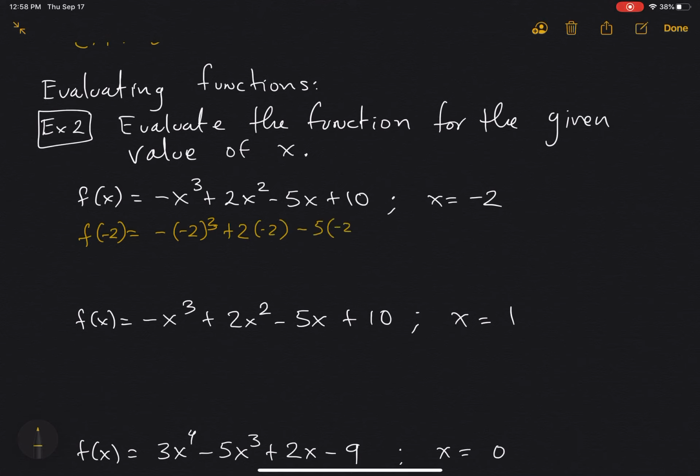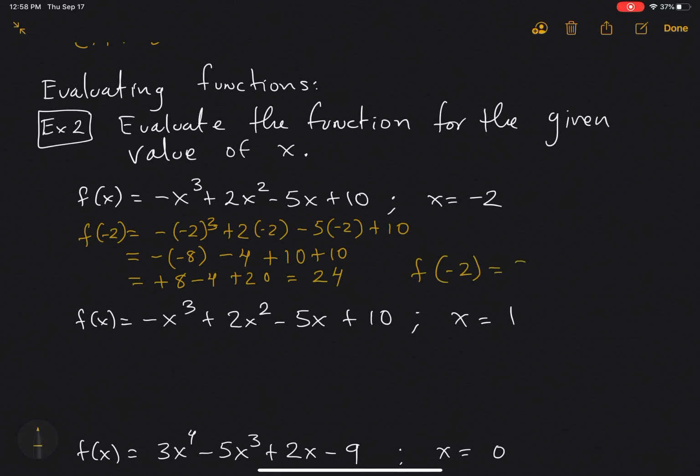If you do find a mistake in this video, please let me know. Negative 2 to the third power is negative 8. 2 times negative 2 is negative 4. Negative 5 times negative 2 is positive 10. And another 10, this is going to give us positive 8 minus 4 plus 20. So I believe the answer is 24. So we say f of negative 2 is 24. We follow the order of operations to do this.